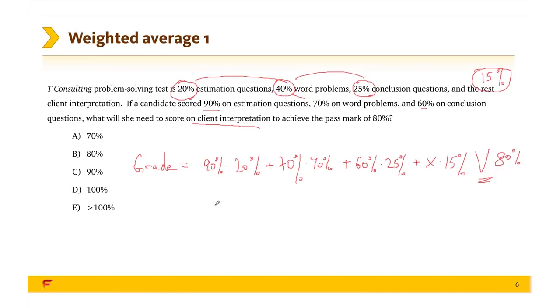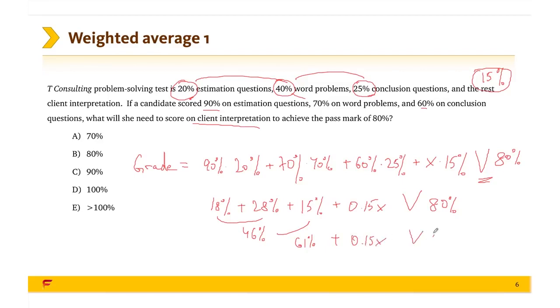So let's do the computations now. 18%, 28% plus 1/4, 1/4 of 60, 15% plus 0.15x compared to 80%. So this is 18 plus 28, 46. This 46 plus 15 is 61%.